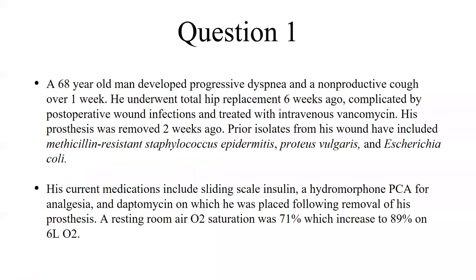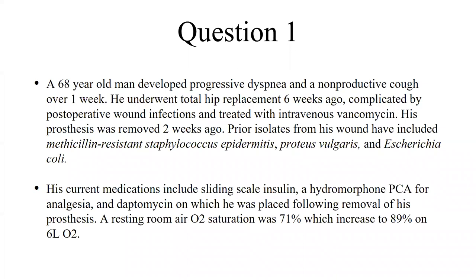I did want to end with two questions. First question: a 68-year-old man developed progressive dyspnea and a non-productive cough for over a week. He underwent a total hip replacement 6 weeks ago, complicated by post-operative wound infections, and was treated with IV vancomycin. His prosthesis was removed 2 weeks ago. Prior isolates included MRSA, Proteus, E. coli. His current medications are sliding scale insulin, hydromorphone PCA, and daptomycin, on which he was placed following the removal of his prosthesis.